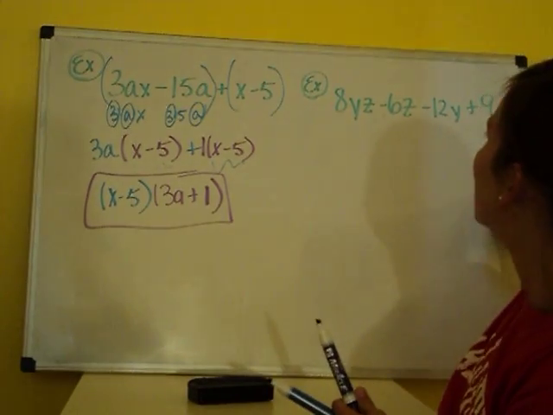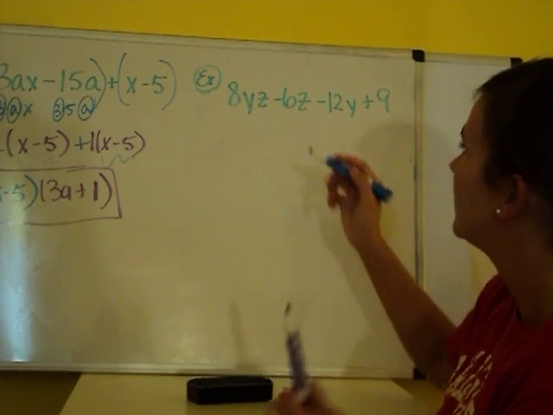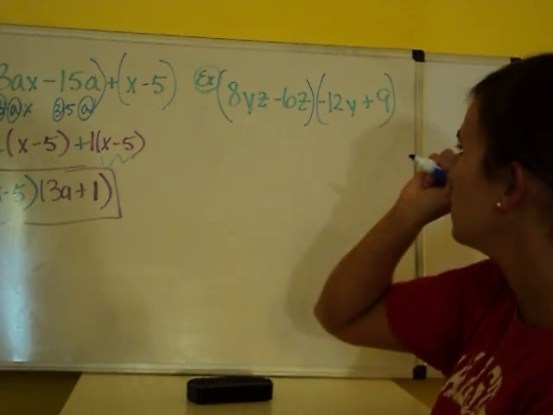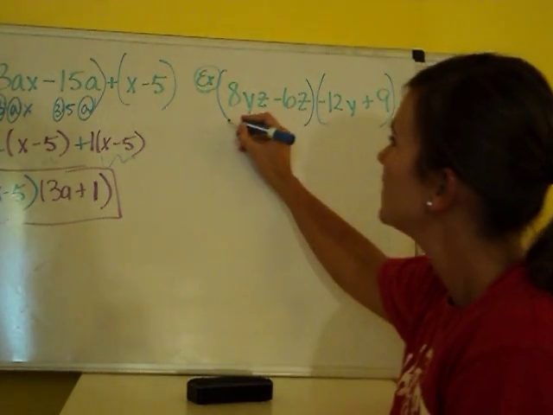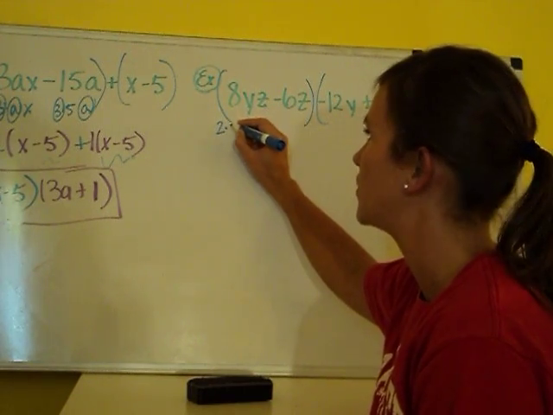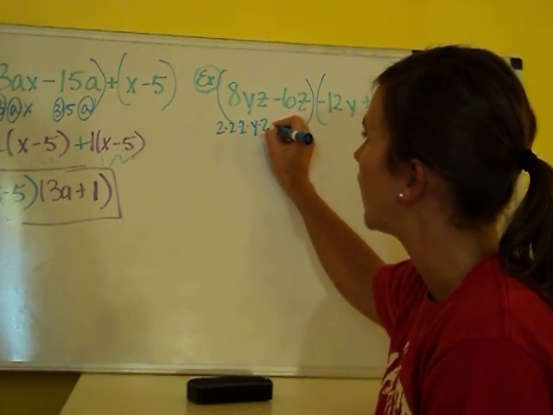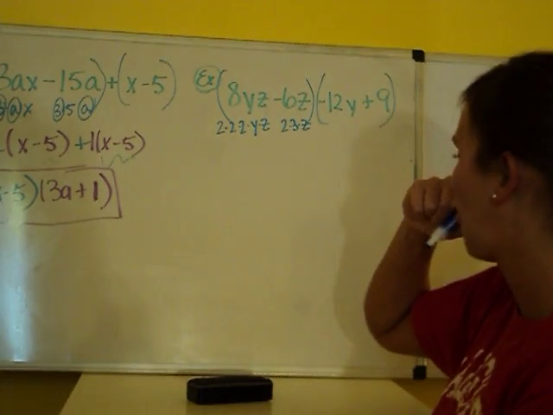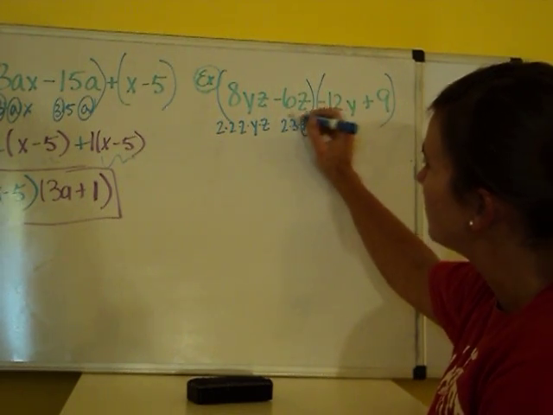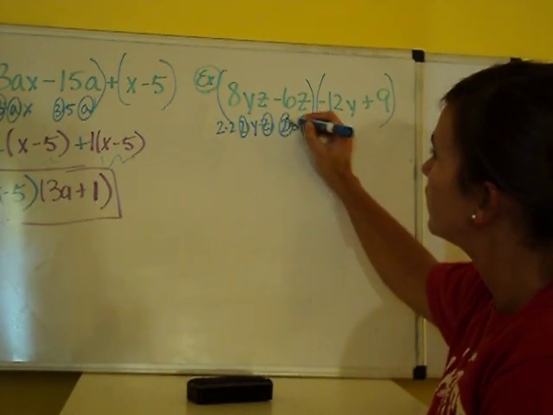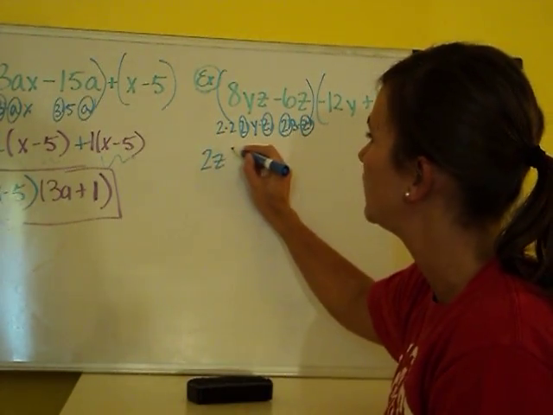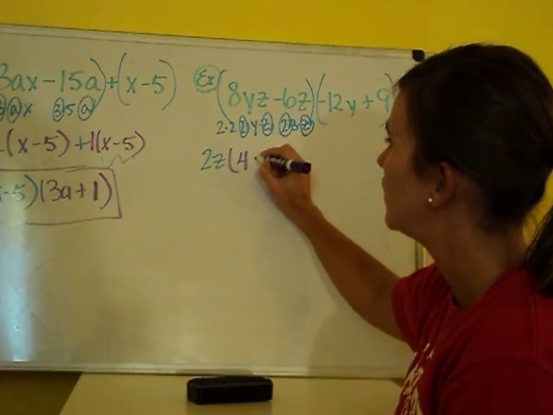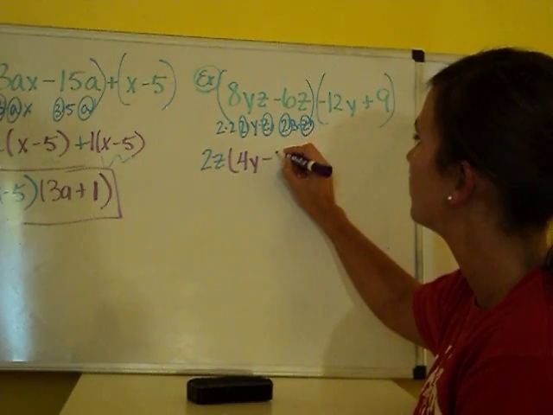Okay? And our last example, here if we group our first 2 again, group our last 2 again, 8 is 2 times 4, which is 2 times 2 times 2, times y times z, and 6 is 2 times 3 times z. These guys both share a z, and they share 2. So I'm going to pull out a 2z, and then my leftovers, 2 times 2 times y is 4y minus 3.